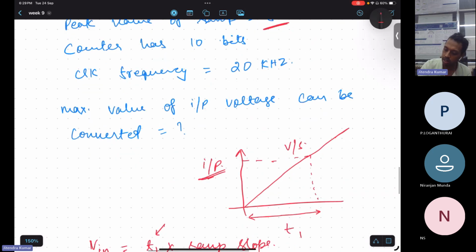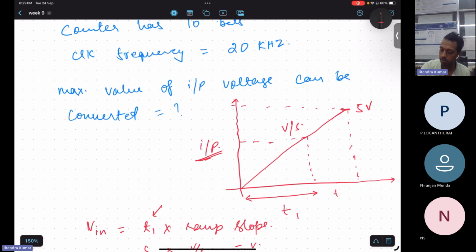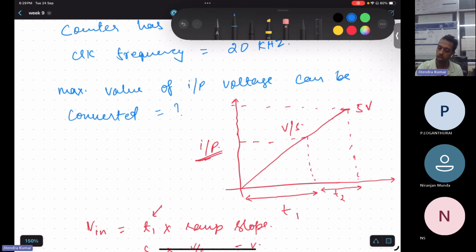Okay, let us suppose that this is the 5 volt. Let us suppose we are extending it, and after that our counter stops. This is some time, let us suppose t2. So it is taking total time t1 plus t2 to reach the peak value of the ramp, that is 5 volt. So if you want to measure a value less than 5 volt, you have to stop your counter before this t1 plus t2.